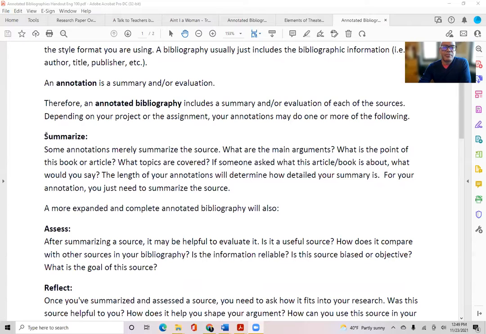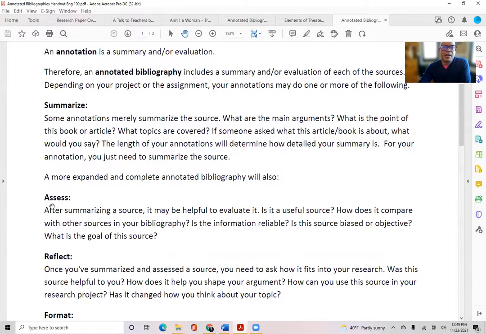Some annotations are merely a summary of the source. That means you're just summarizing the article. In a summary, what are the main arguments? What is the point of the book or the article? What are the topics covered? So that when you read that one paragraph, you get a good sense of what that article talks about.